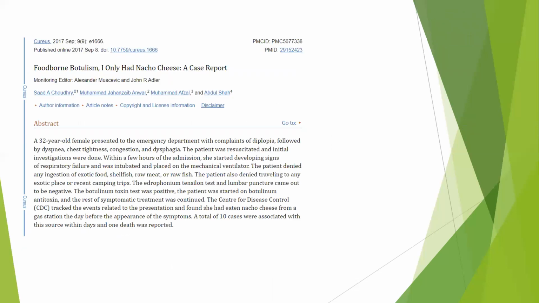This is one of the reports where, in September 2017, foodborne botulism from nacho cheese was reported. Here, a 32-year-old female presented to an emergency department with complaints of diplopia followed by dyspnea, chest tightness, and congestion. So this is one of the case reports of botulism which was observed after eating nacho cheese. That was about foodborne infection, intoxication, and Clostridium. Thank you.